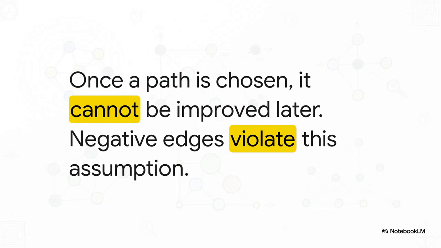So here's the problem. Dijkstra's algorithm is an optimist. Once it finds what it thinks is the cheapest path to a point, it locks it in and never looks back. It assumes it can't get any better. But that weird refund shortcut could suddenly make a path that looked expensive the cheapest one of all. Dijkstra's core assumption is violated, and its answer can no longer be trusted.